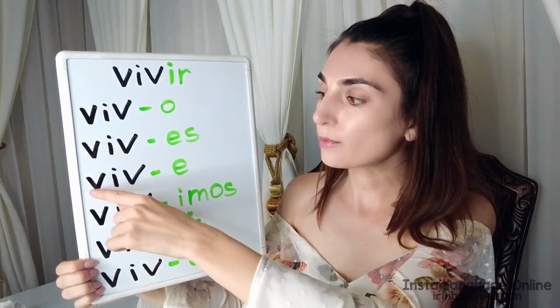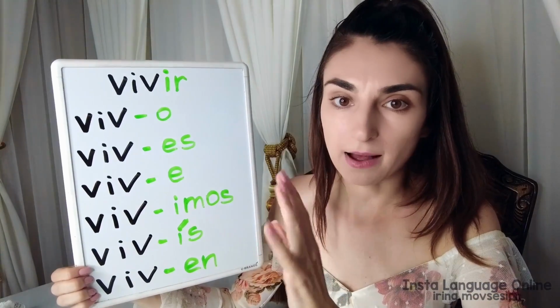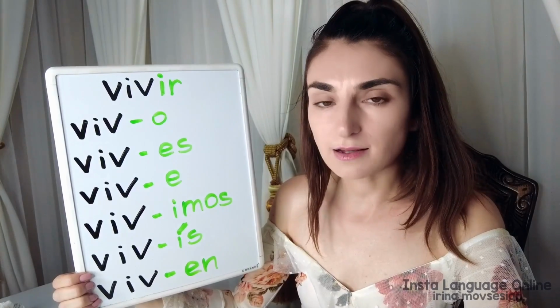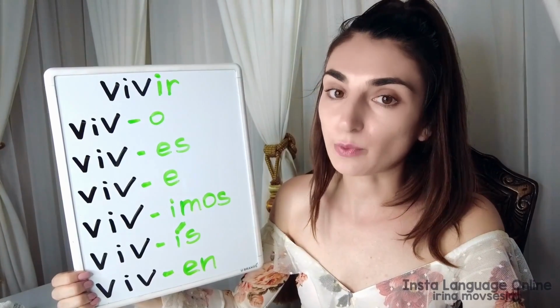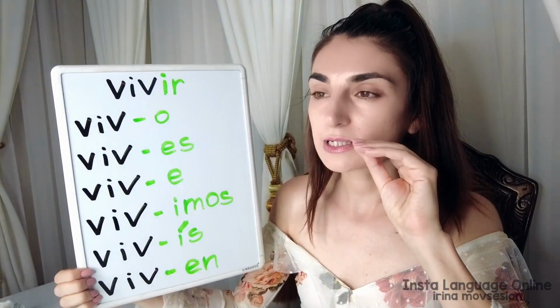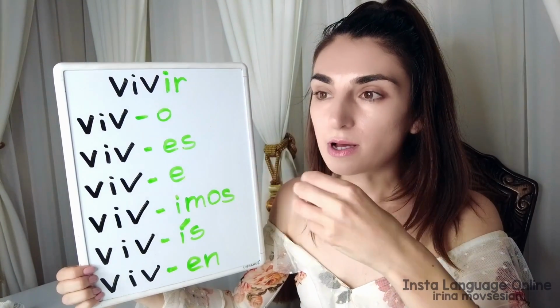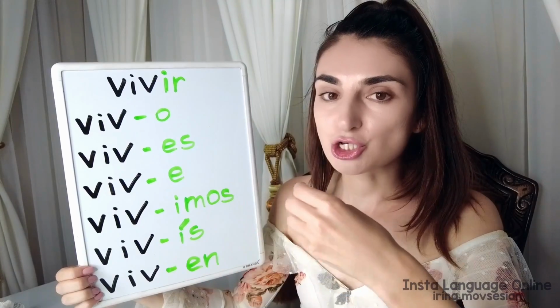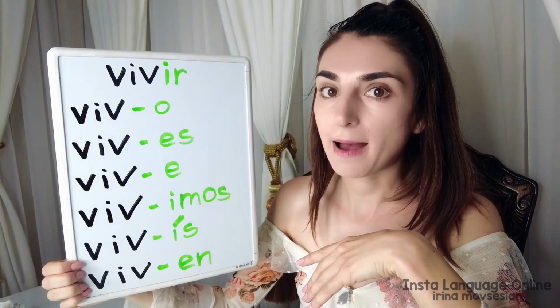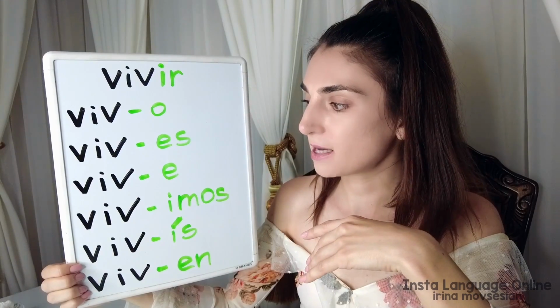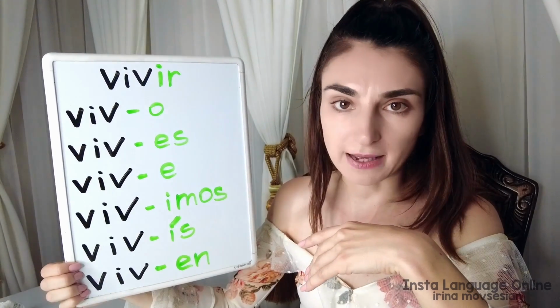Okay? So when we talk about this letter b, it's not v, it's not b, it's something in between. It's when you slightly press your lips together, but you allow the air to go through. Ba, ba, ba, ba. Vivo, vives, vive, vivimos, vivís, viven.